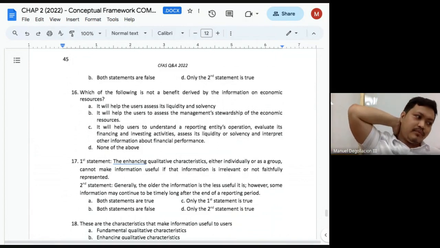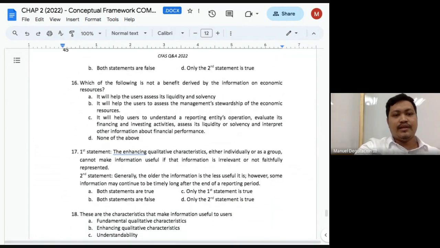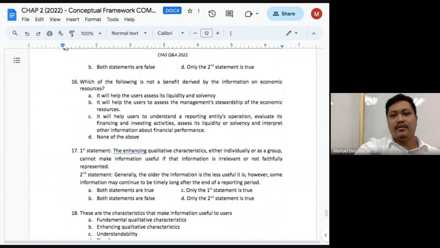If the focus is on financial performance, the focus would be on income and expenses. That's why the answer to number 16 is letter C.